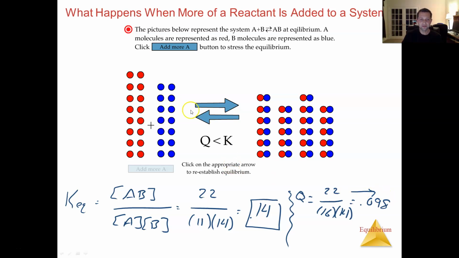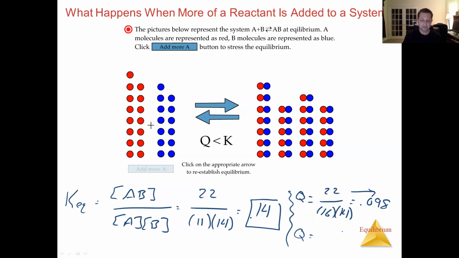So I added the stress to the reaction, which was adding more A. I need to undo that stress by shifting to the product side. That will make my Q value bigger again. So let's actually shift to the product side. I'll click that arrow. Okay, so we made some product. I could recalculate Q here. I'll do that real quick.